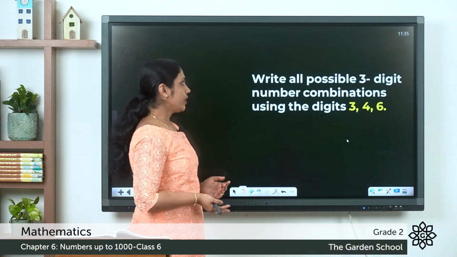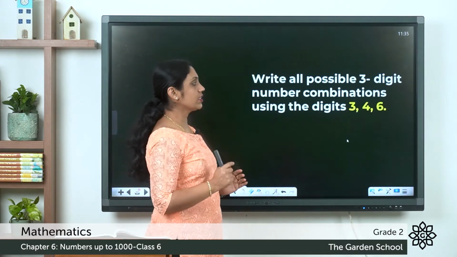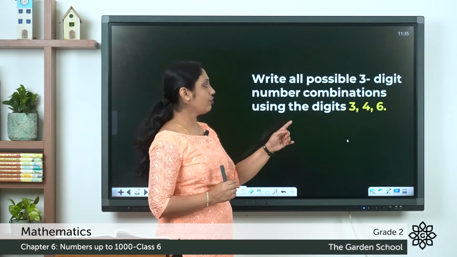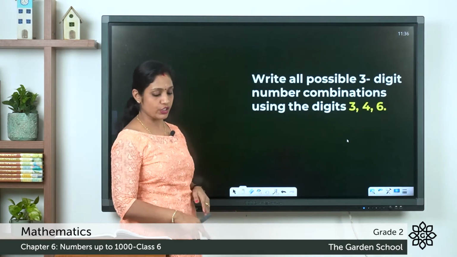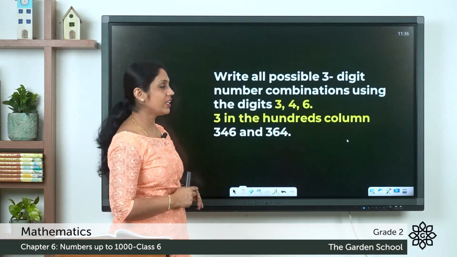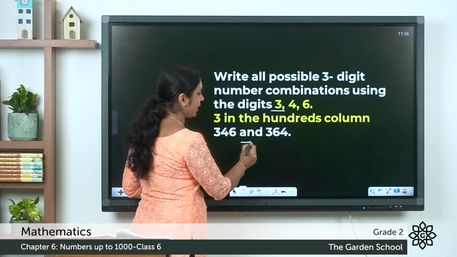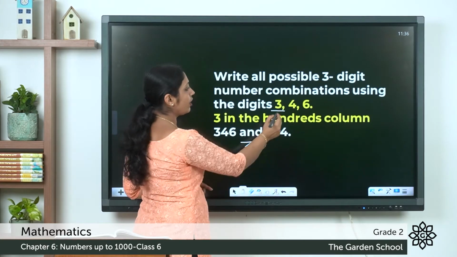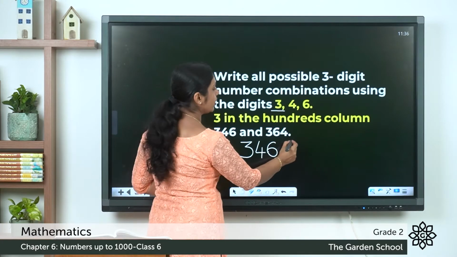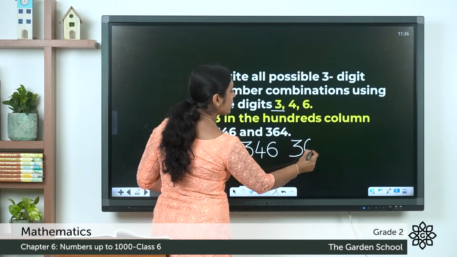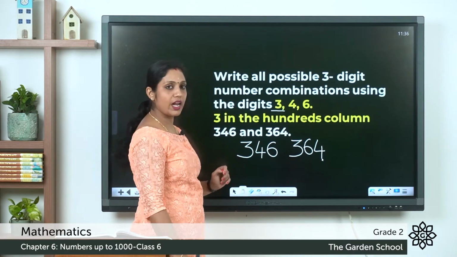Write all possible 3-digit number combinations using the digits 3, 4, 6. Using the digits 3, 4, 6, we have to make the maximum number of number combinations. First, let's take the number 3 in the hundreds place. Taking 3 in the hundreds place, we get 346. And also we can write 364. So these two numbers you can get using 3 in the hundreds place.